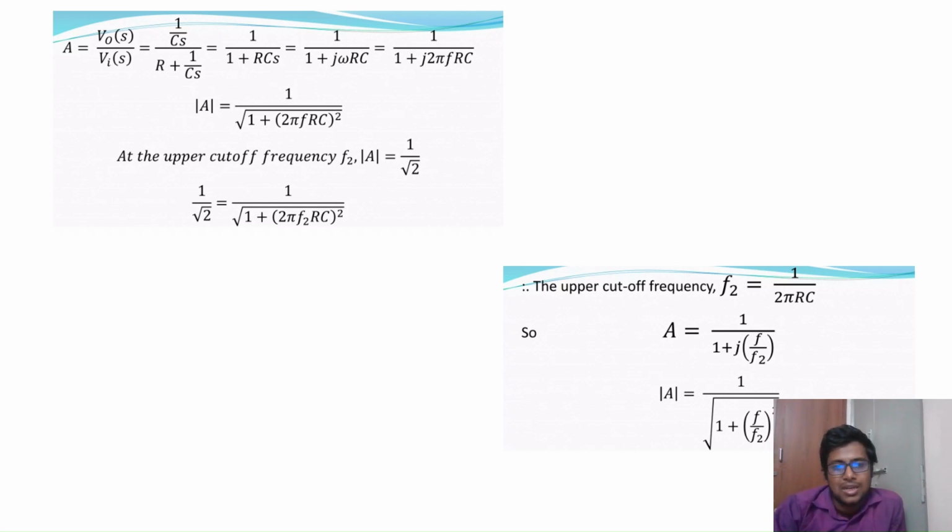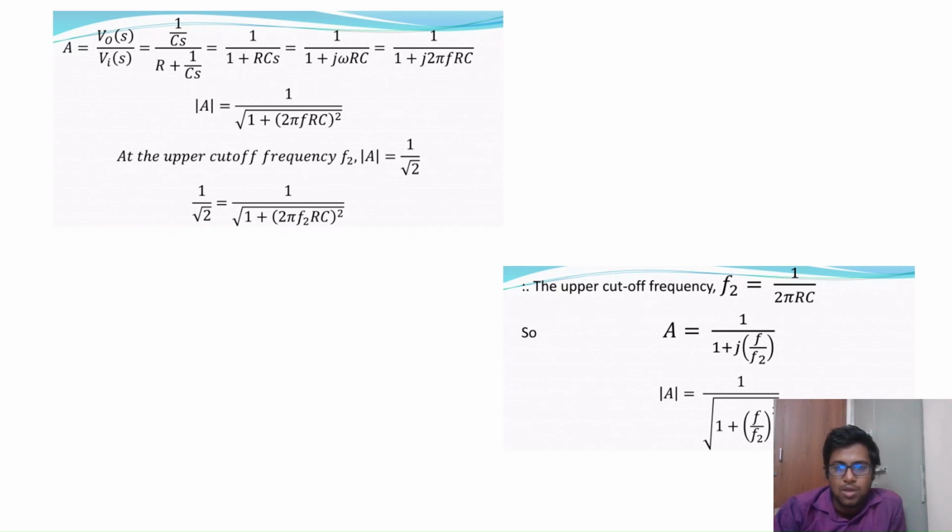Now, if you want to find the cutoff frequency or 3 dB frequency, you need to substitute the magnitude value as 1 by root 2. So substitute the A value as 1 by root 2 and simplify this expression, so that you will end up with f2 equal to 1 by 2 pi RC. This is the cutoff frequency formula. Now from this you can say that 1 by 2 pi RC is equal to f2. So here you can replace 2 pi RC by 1 by f2.